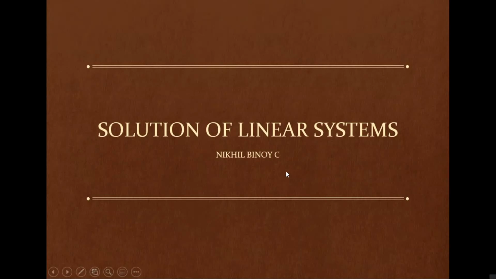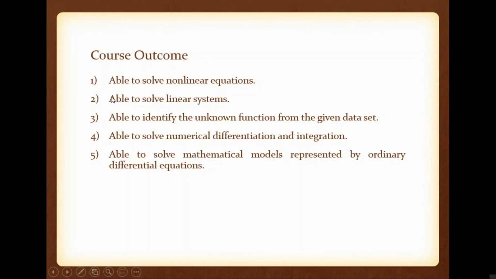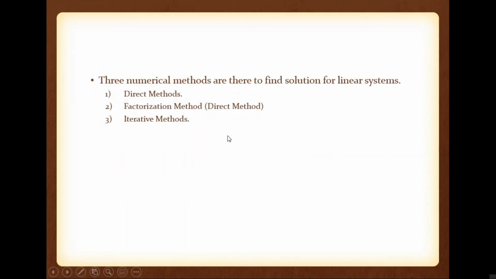Solution of linear system. The course outcome related to this second module is that the students will be able to solve linear systems using some techniques. Okay, so this one is a course outcome. So in this module, I am basically covering 3 categories, not 3 methods, 3 categories.